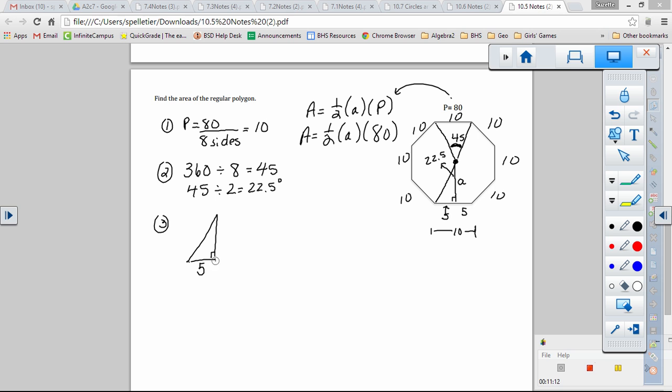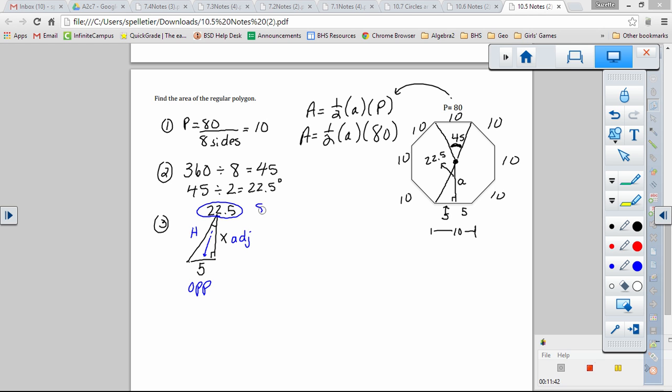5. I need to know my apothem, so I'm going to put my x here, and my angle is 22.5 degrees. So again, let's figure out what we have. So this is the hypotenuse side because it's across from my right angle. This is the angle I'm talking about. So across from my angle is the opposite side, opposite my angle. And then this leaves my adjacent side over here.